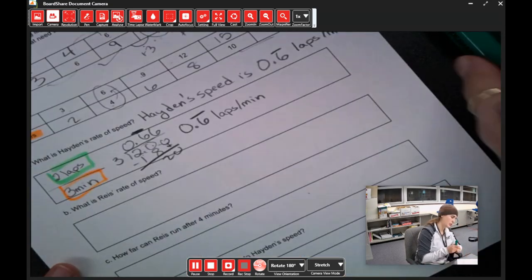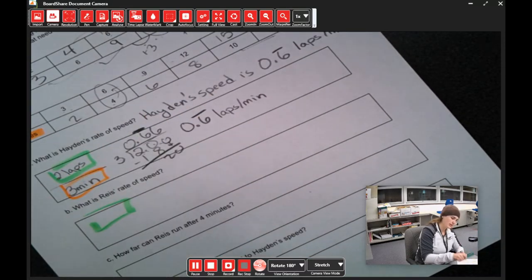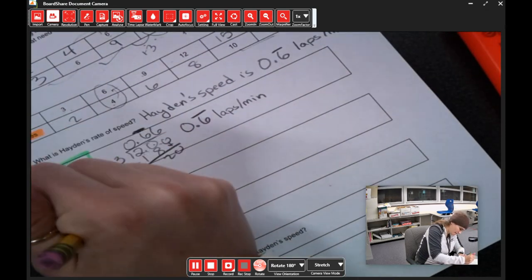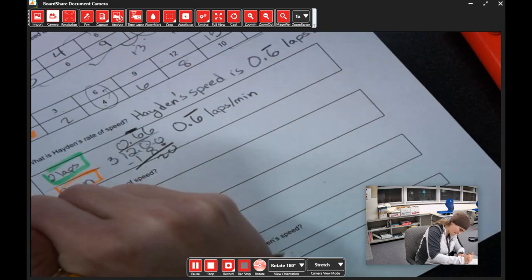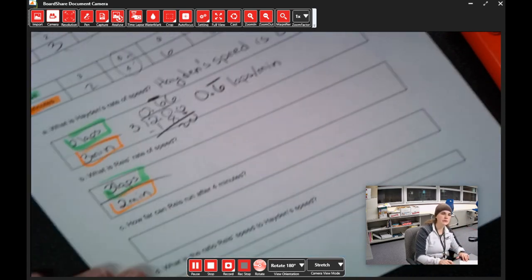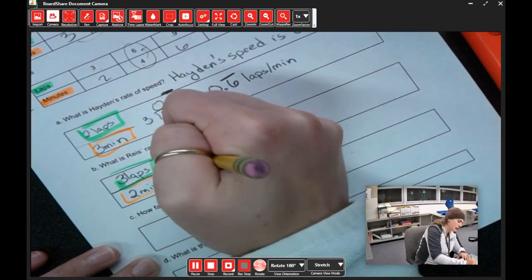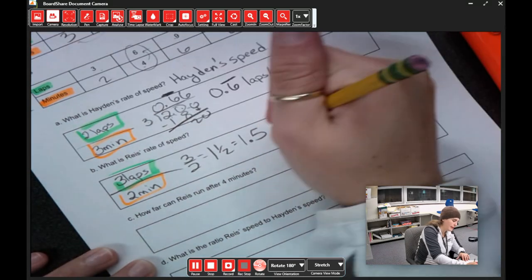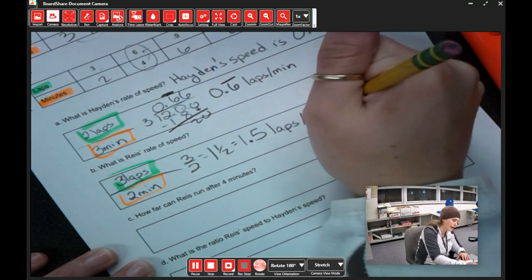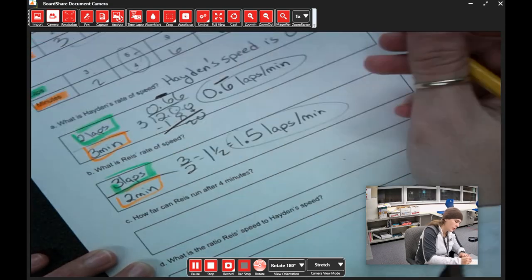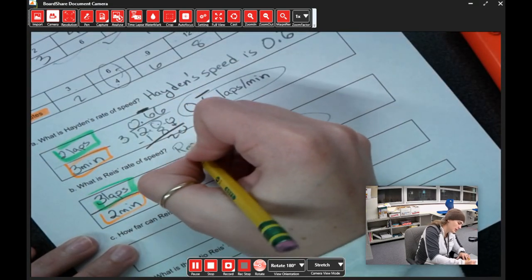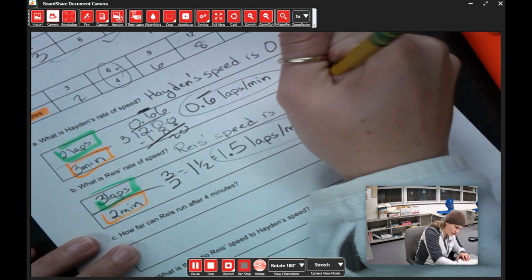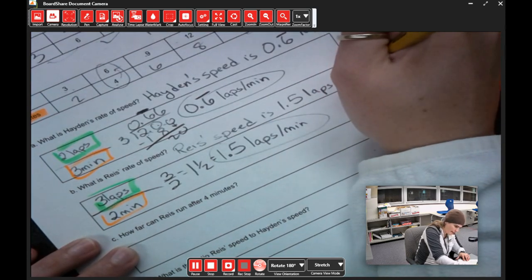But let's go ahead and do Reis's. Reis can run 3 laps in 2 minutes. So I need to simplify this through division. I know that 3/2 is actually 1.5. I'm going to turn it into a decimal and call it 1.5 laps per minute. Got to have those units on there. So what is Reis's rate of speed? Reis's speed is 1 5/10 or 1.5 laps per minute.